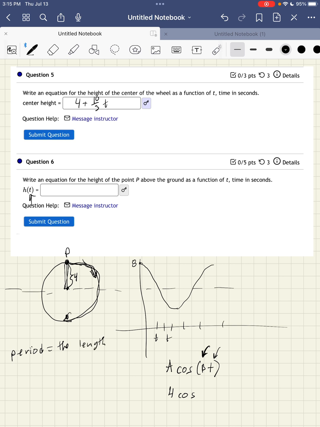I guess if they were asking us to write with the D, with H a function, so given a certain distance, give me the height of the point on this ball, then the period would be a distance that it takes to do 1 full revolution. But here, because it's h of t and time is the value on the x-axis, we want the length of time that it takes to do 1 full revolution.